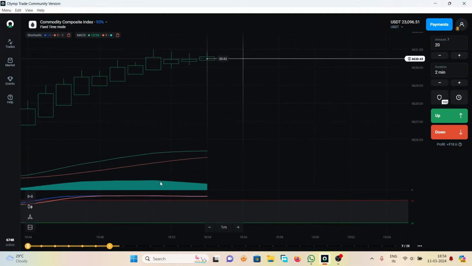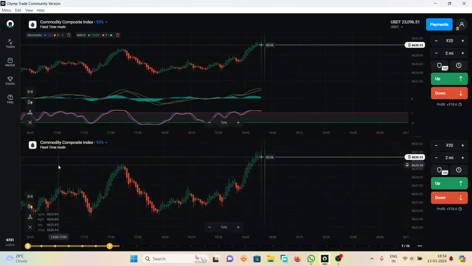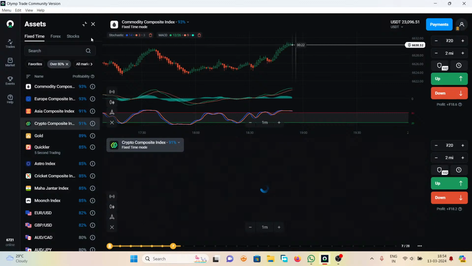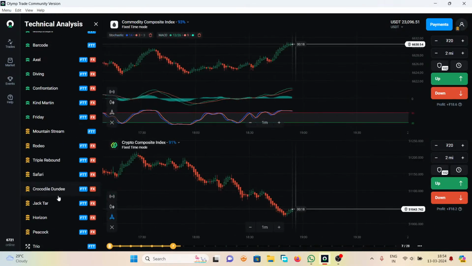Slowly we need to see the curve of MACD going down, and this green line should slowly come near the red line from the upper to the lower section. Then we can say there will be a reversal. Someone said that maybe in the crypto composite. So let's check the crypto composite also. In the crypto composite, yep, true.